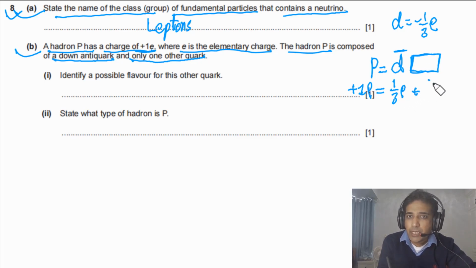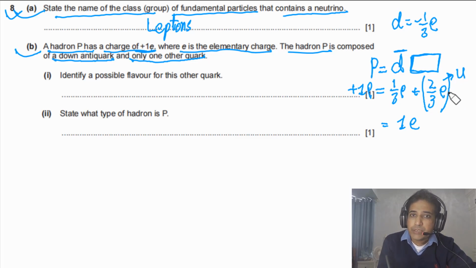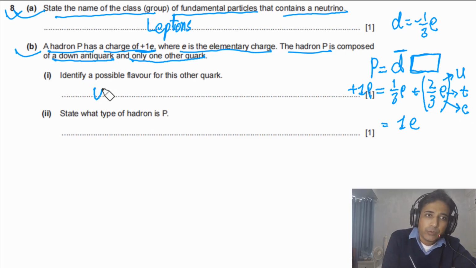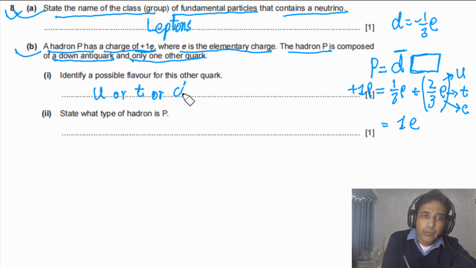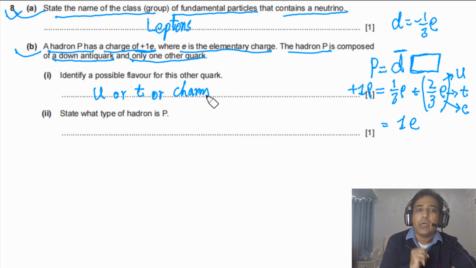Now the charge on this one has to be equal to plus 2 by 3e. So the total charge will be equal to 1e. So this quark can be an up quark, a top quark, and also a charm quark. So you can simply write down up quark, you can also write down top quark, you can also write down charm quark. So you can write down C, or you can write down charm directly. So you can write down charm quark. So this is how you can answer.